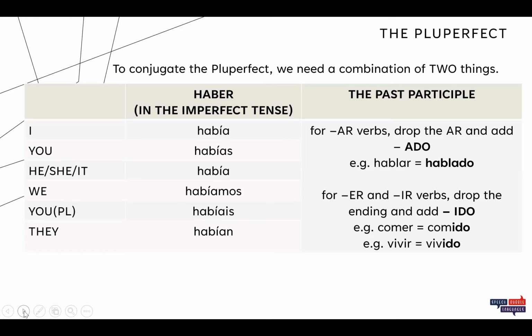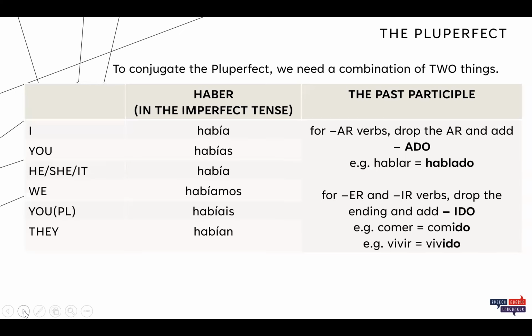To conjugate the pluperfect tense, we need a combination of two separate things. The first thing we do is we take the auxiliary verb, the helper verb, haber, and we pop that one into the imperfect tense. So what we have is había, habías, había, habíamos, habíais, habían. The second step is to create the past participle of the verb, the key verb that has taken place in the past.